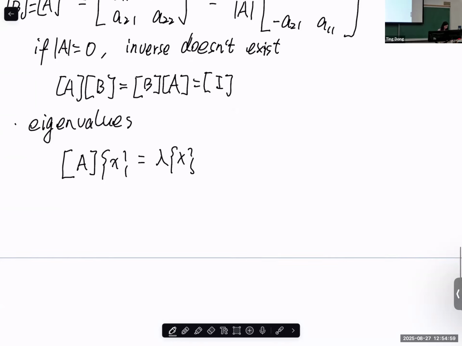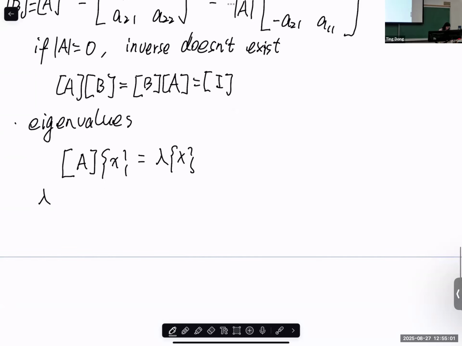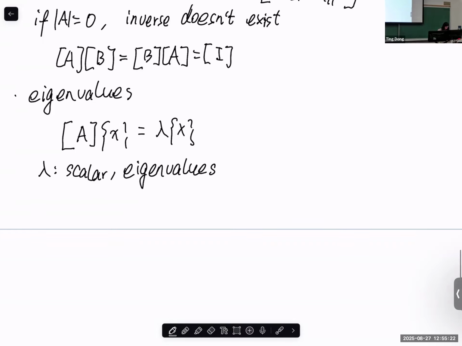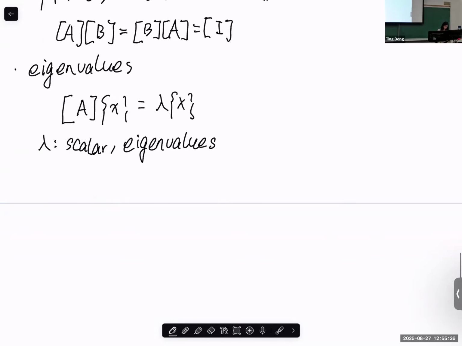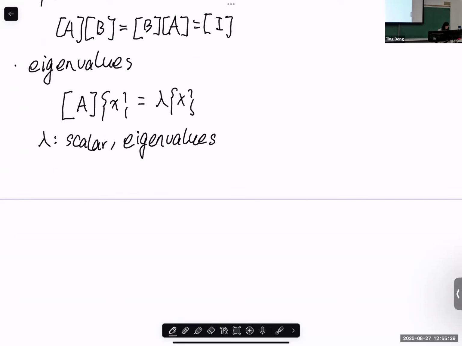So for finding this lambda eigenvalue here, let's put the definition here. The lambda is a scalar and it's the eigenvalue of the matrix. The eigenvalue is also very important for the buckling analysis we will talk about later. It's not only for the principal stresses.